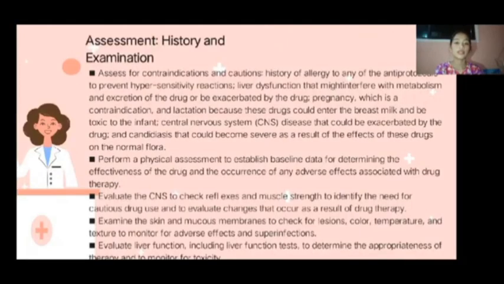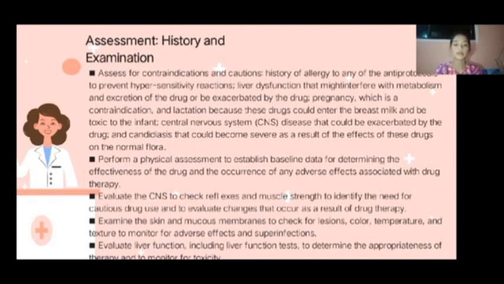So, in the assessment, assess for contraindications and cautions: history of allergy to any of the antiprotozoals to prevent hypersensitivity reactions, liver dysfunction that might interfere with metabolism and excretion of the drug or be exacerbated by the drug, pregnancy, which is a contraindication, and lactation because these drugs could enter the breast milk and be toxic to the infant, central nervous system disease that could be exacerbated by the drug, and candidiasis that could become severe as a result of the effect of these drugs on the normal flora.